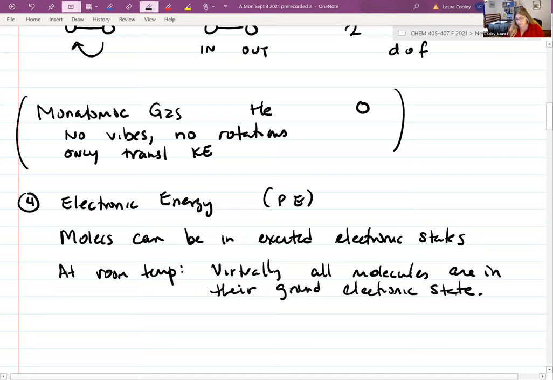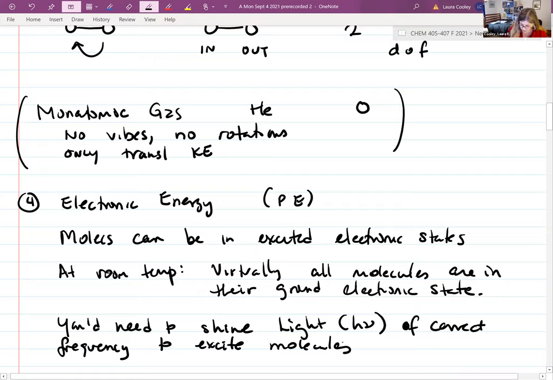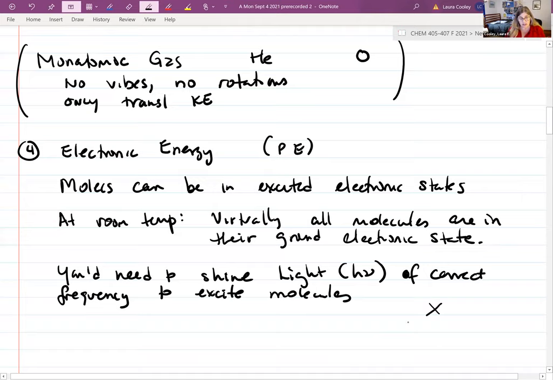Okay. So how would you get it to an excited state? You'd have to supply energy in the form of light. So you'd need to shine light. h nu is often light, that's why I wrote h nu instead of light. You need to shine light of the correct frequency to get molecules to go into the excited state, so to excite molecules. So electronic energy is really not important to us.